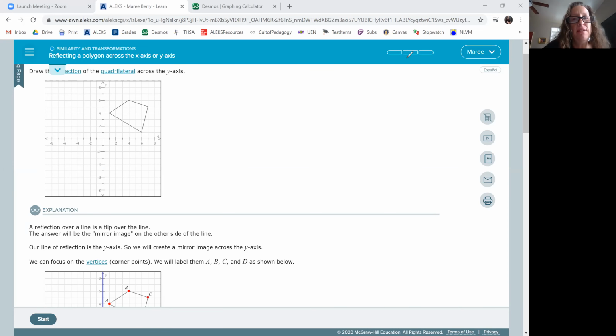You guys may not need help on this, but I really, really love teaching this lesson. So I thought I would go ahead and go over how to reflect a polygon across the y-axis.